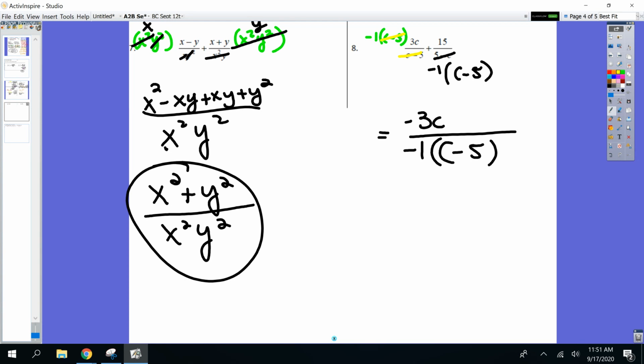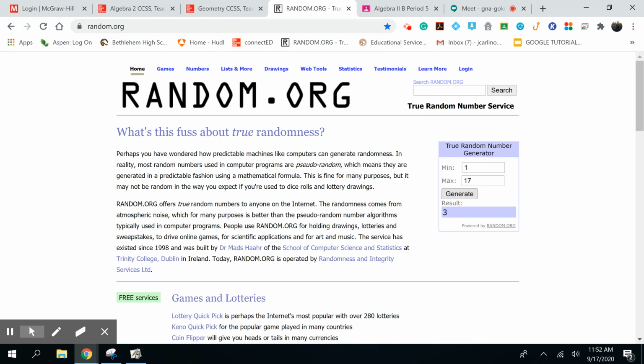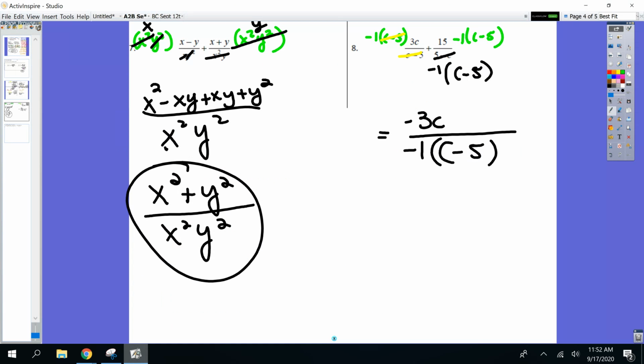Do it on the other side. What's left if I multiply this by -1 times C minus 5? Anna, what's happening here? What's left? Just positive 15, because they both canceled each other, right? They're gone, so I'm just left with 15.